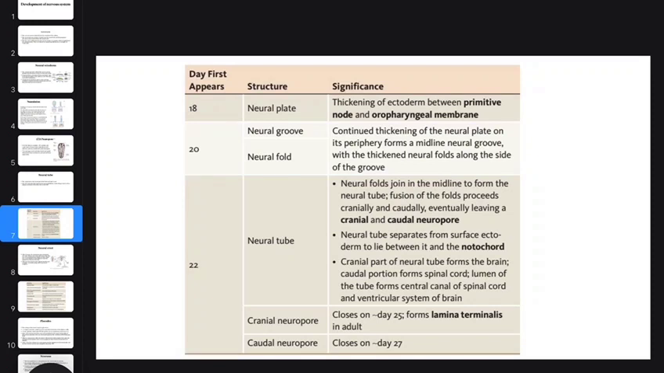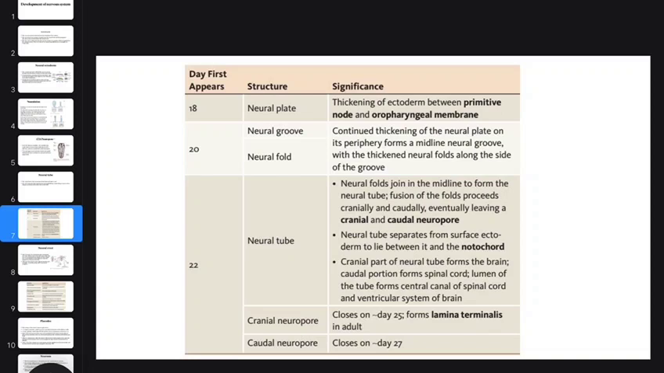That is, at the 18th day, the neural plate will appear, with thickening of the ectoderm between the primitive node and the oropharyngeal membrane. And on the 20th day, the neural groove and neural folds are formed. The neural groove is formed by the continued thickening of the neural plate on its periphery, forming the midline neural groove with the thickened neural folds along the side of the groove. And on the 22nd day, there is the formation of the neural tube with the cranial neuropore and the caudal neuropore. The neural tube is formed when the neural folds join in the middle. Fusion of the folds proceeds cranially and caudally, eventually leaving a cranial and a caudal neuropore.